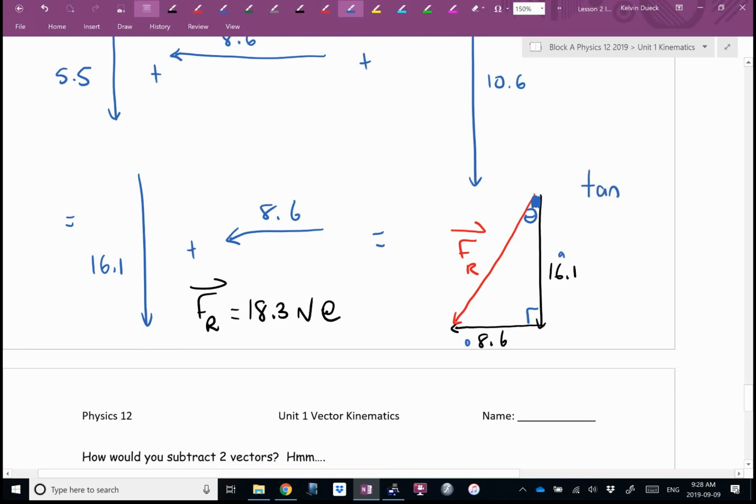Mr. Dueck, is it always tangent? Only in the nice examples, Mason, that I'm making up today. Okay? And it'll usually be tan, but not always.